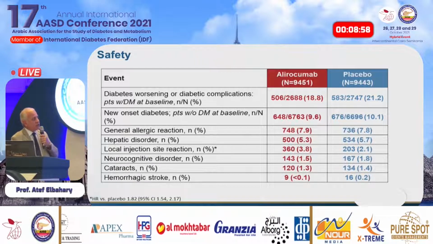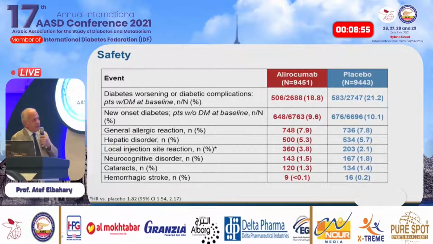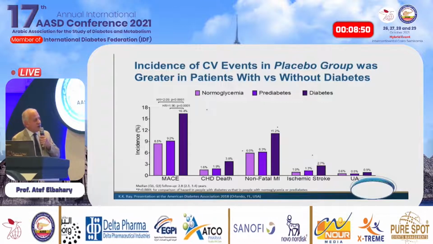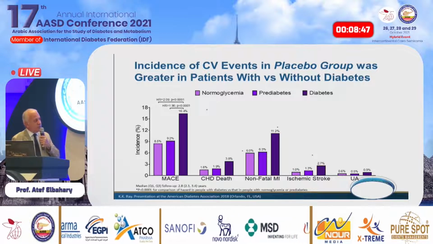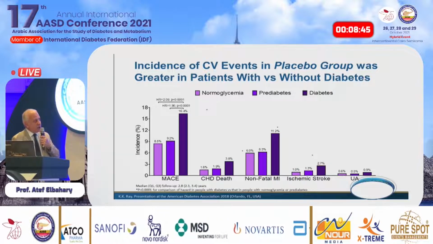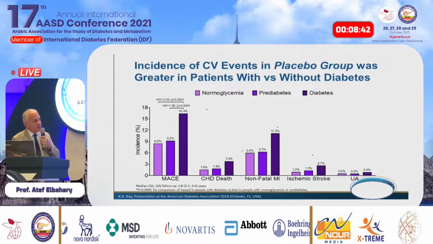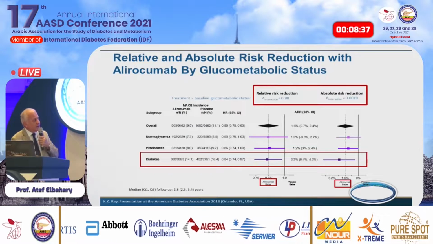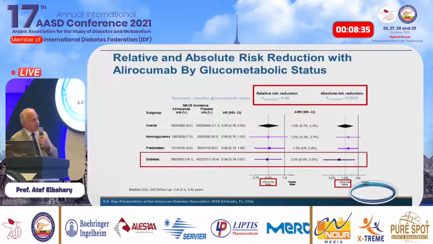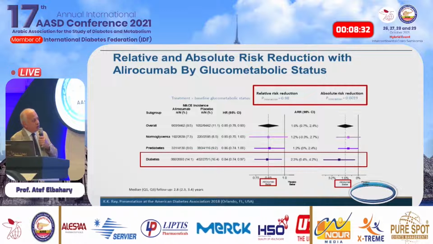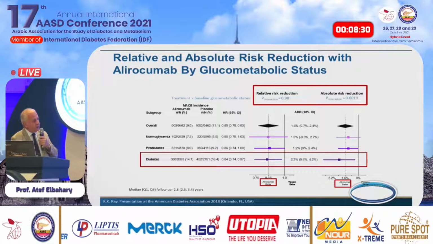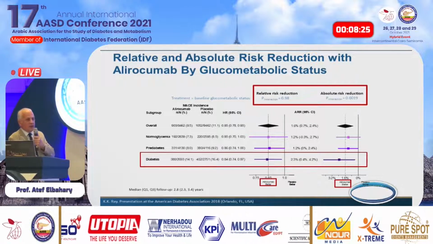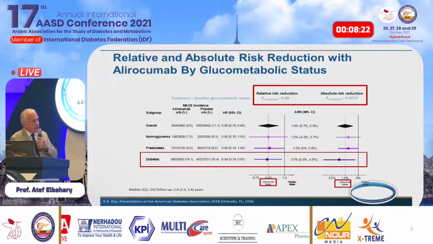And the diabetes worsening or diabetic complications was nil in the arm of the Pcsk9 inhibitor, as we see. And the incidence of cardiovascular events in the placebo group was greater in patients with versus without diabetes, as we see. And here we can see the effect as a relative and absolute risk reduction by glucometabolic status. Patients with diabetes and pre-diabetes get a benefit from using the Pcsk9 inhibitor, as we see.